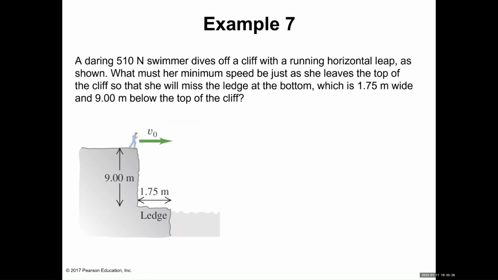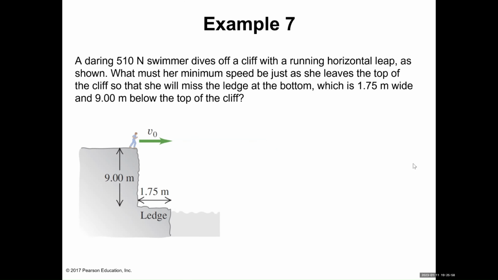All right, so here we have a daring 510 Newton swimmer who dives off a cliff with a running horizontal lip, as shown. What must her minimum speed be just as she leaves the top of the cliff so that she will miss the ledge at the bottom, which is 1.75 meters wide and 9 meters below the top of the cliff?